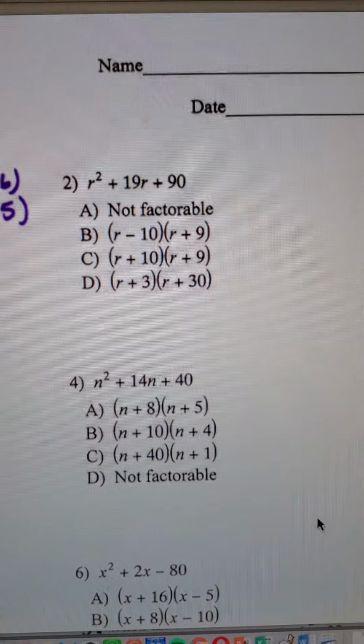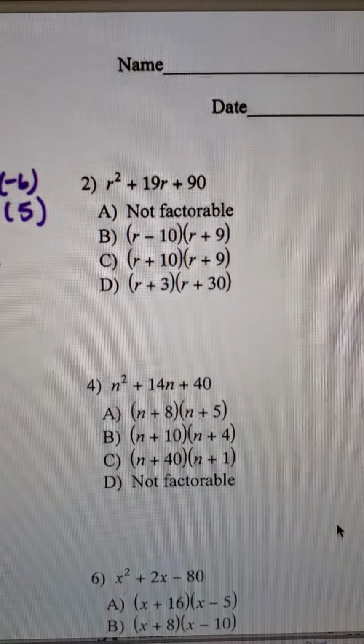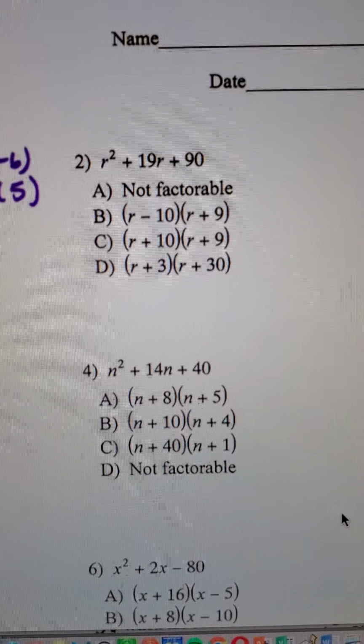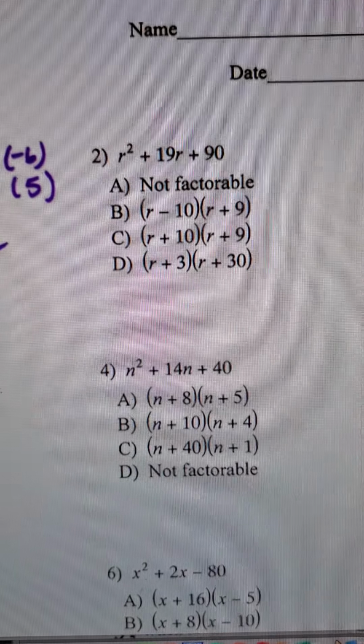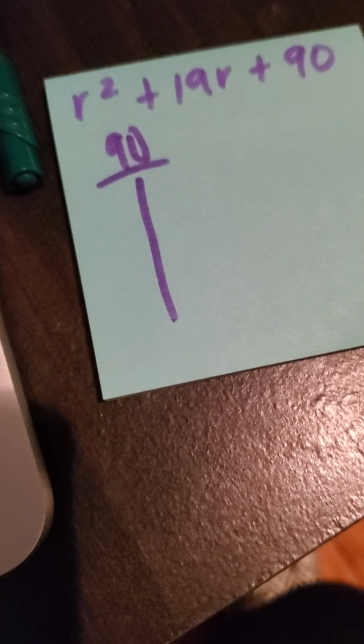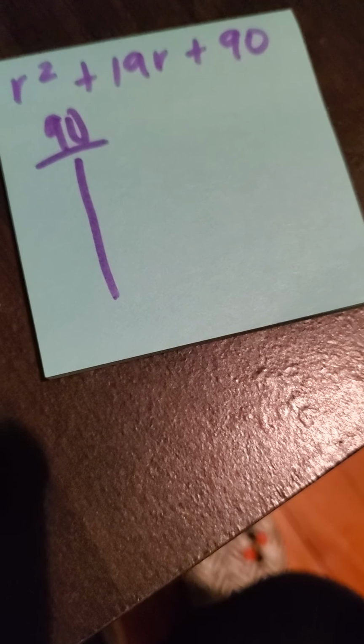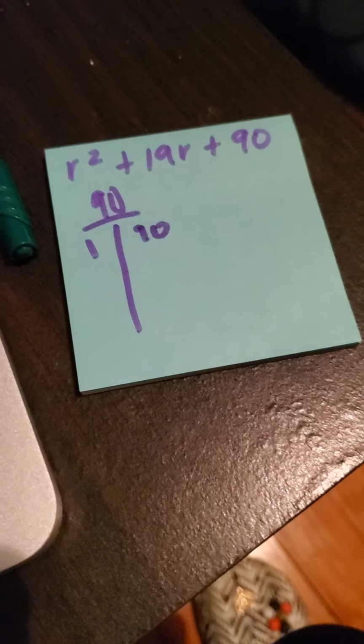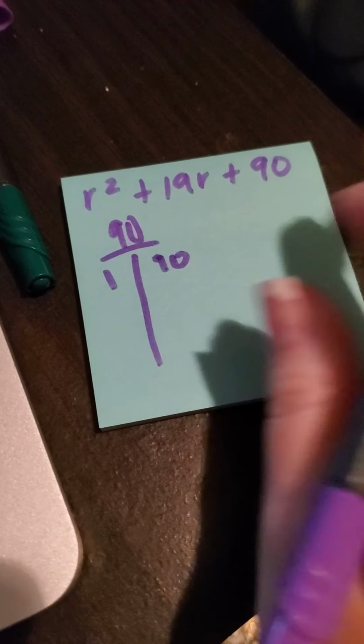For number 2, this time you're multiplying to get 90, which is your C number, and you are adding to get 19, your B number, your middle number. So I'm going to make a factor tree here for the number 90. On this one, everything is positive, so we're just going to have two positive numbers. I'm going to start with 1 and 90, because 1 times 90 is 90. But that does not add up to 19. That adds up to 91.